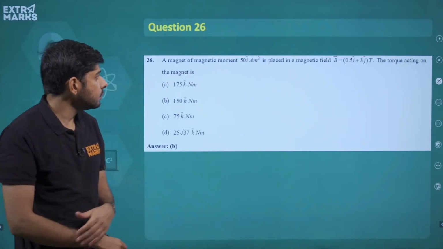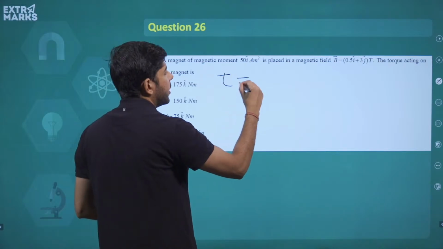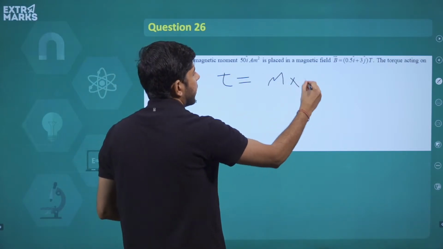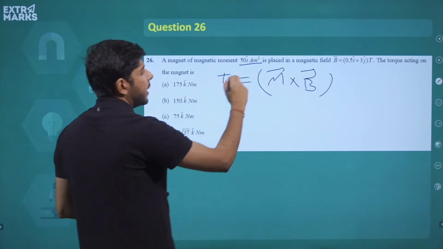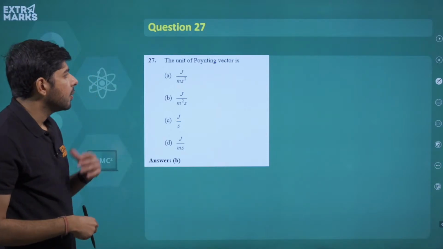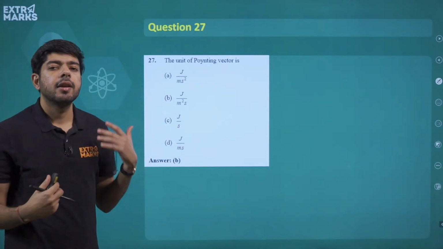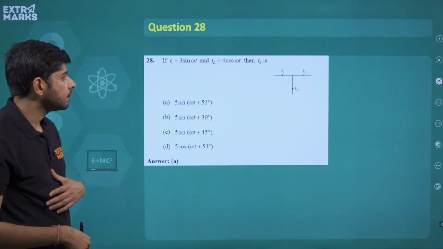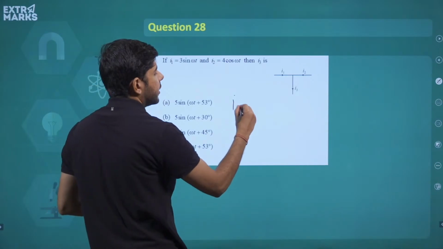Next one. So torque, very simple, guys. We need to remember the formula: magnetic moment cross product of magnetic field. So just find the cross product. This is given I cap, B vector is also given, find cross product, get the answer. Okay. Poynting vector is basically intensity, energy per unit area per unit time. Okay, add them. Kirchhoff law, I3 is what?